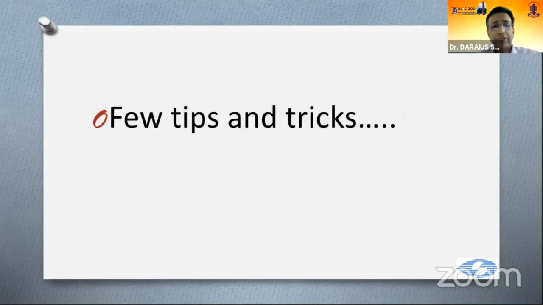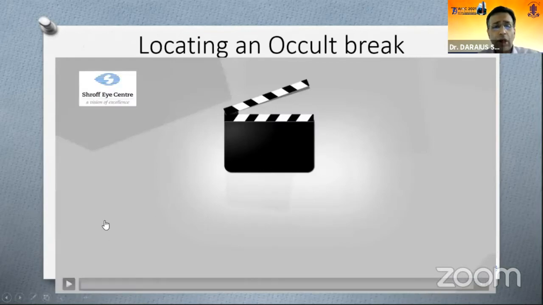Just a few tips and tricks since we're on this topic. One was a small tip on how to locate an occult break.